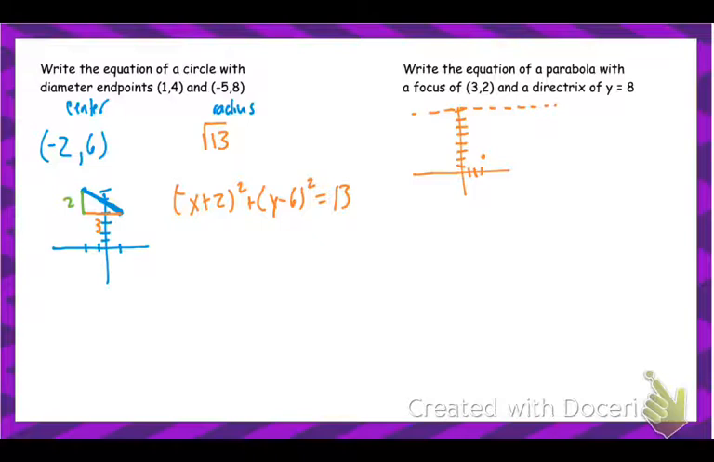So there's y equals 8, and there's (3, 2). I know the vertex is going to be halfway in between those two things. So halfway in between those would be at (3, 5). Because this is a horizontal line for my directrix and the focus is below, it's going to open down. So it's going to be y equals negative... The p-value is the distance between those two. That's a distance of 3. And that would be the equation of my problem.